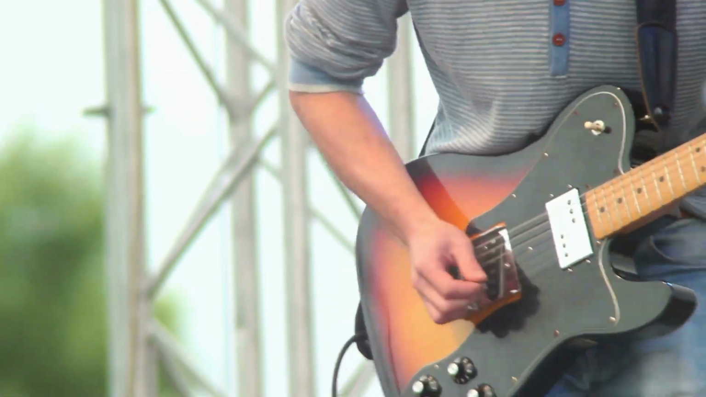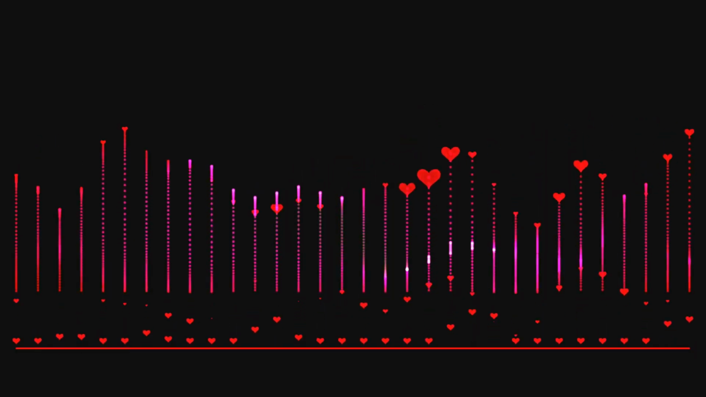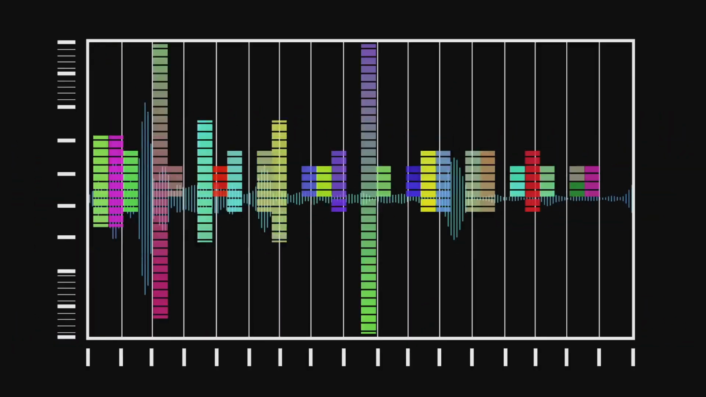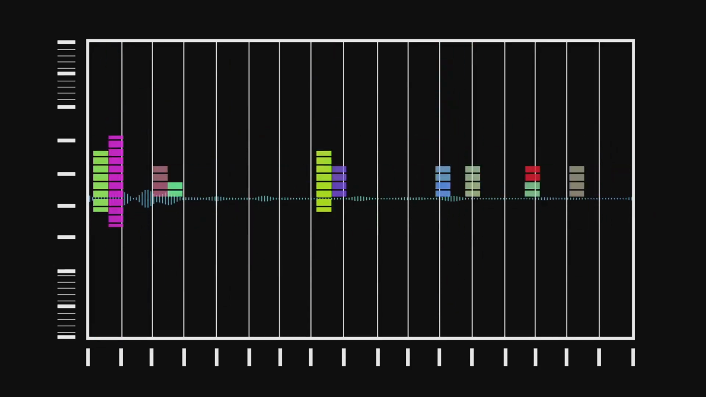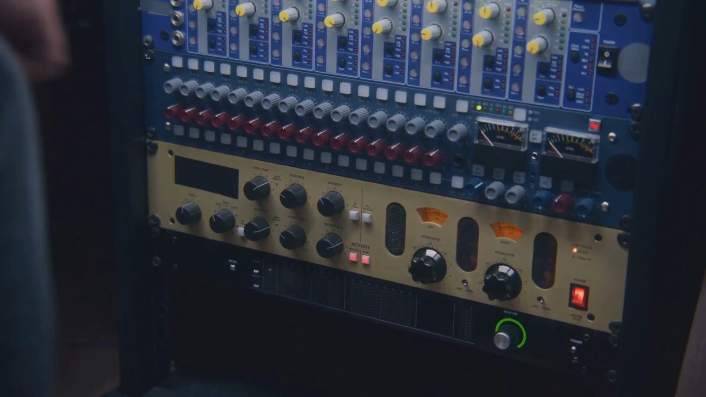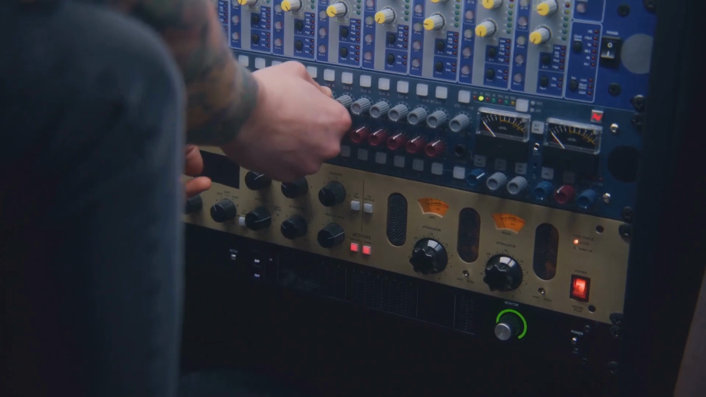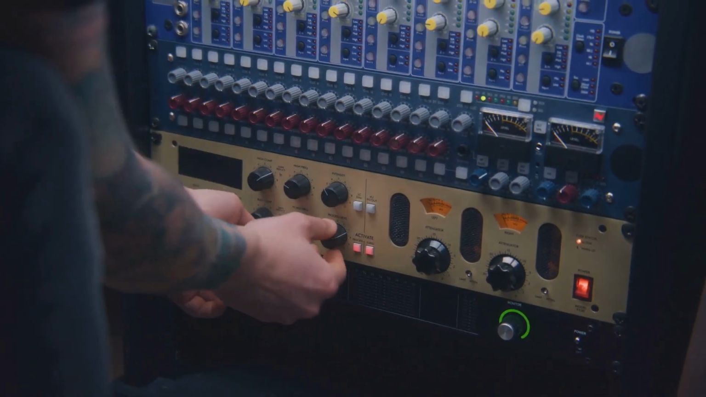Convolution reverb. Convolution reverbs are unique in that they use impulse responses, IRs, to recreate the sound of real spaces. These IRs are essentially recordings of the reverb characteristics of a specific environment, allowing for incredibly realistic and detailed reverb simulations.